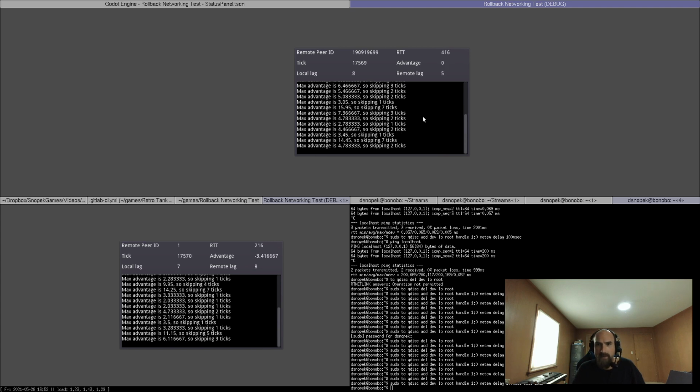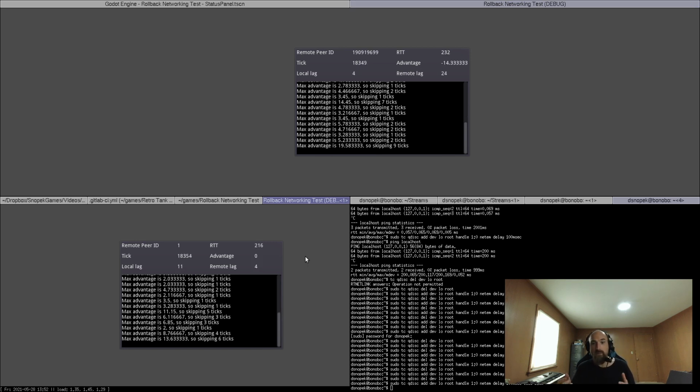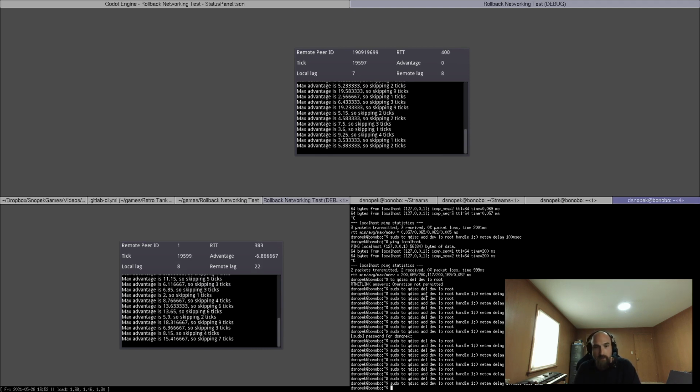Anyway, this is really crazy, but really cool. We see there was a max advantage of 14, so we skipped 7 frames, max advantage of 4, so we skipped 2 frames. On both sides, every once in a while, we're having to skip frames because, due to this packet loss, we're predicting more frames for each other. The difference between how many frames we're predicting on both ends is getting out of sync, which means that we need to slow down so that we don't have one running way ahead and another running way behind. So that's really cool. I just can't believe how little packet loss causes a big problem.